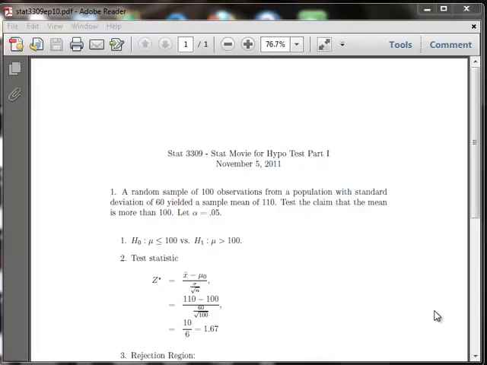Hi everybody, here's a movie for hypothesis testing for means. We're going to do one of these at a time so you can practice them nicely. And I'm doing a real simple-minded one right now. Let's look at the story.